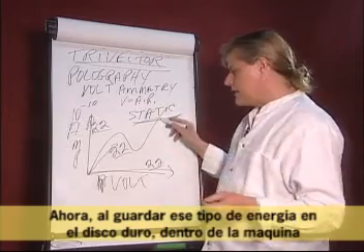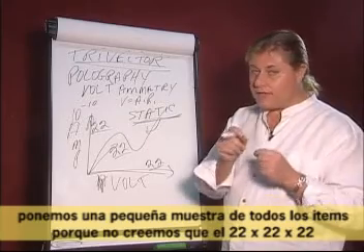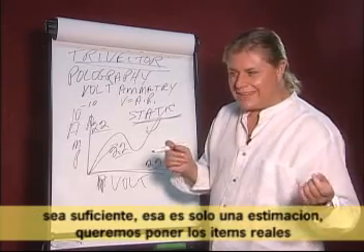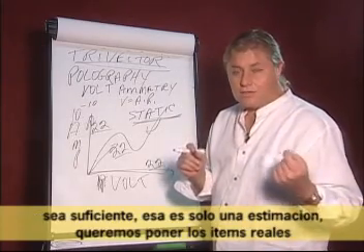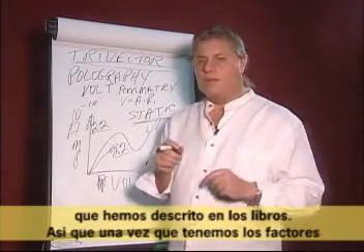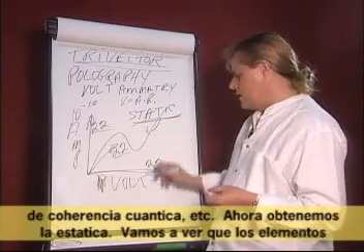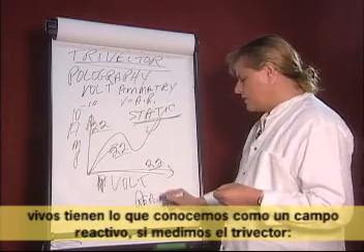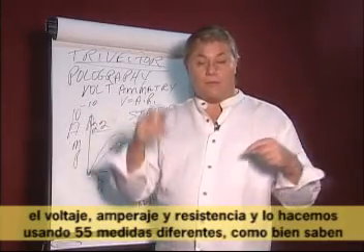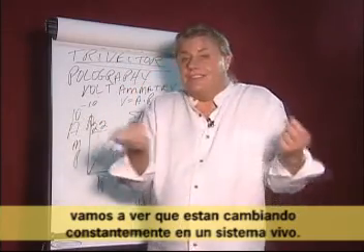Now, by storing that type of energy on the hard drive, along inside the machine we put a little test kit of the actual samples of all these items, because we don't believe that the 22 by 22 by 22 is quite enough. That's really just a small estimate. So we want to put the actual items into a test kit so we get the quantum coherency factors we've written in the books. So once we have the quantum coherency factors, and now we have the static, we're going to find that the living items have what is known as a reactive field. If we measure the Trivector, the voltage, amperage, resistance, and we would do this with 55 different measures, as you remember, then we're going to see this is constantly changing in the living system.